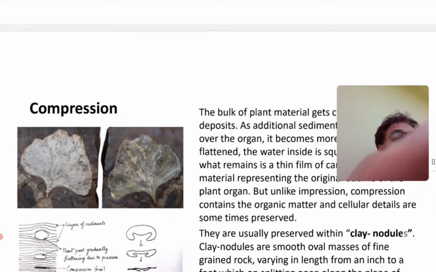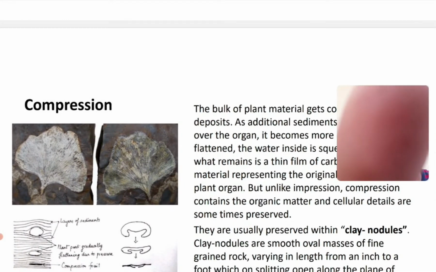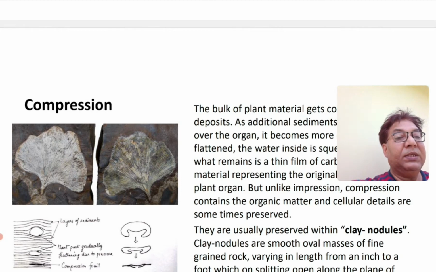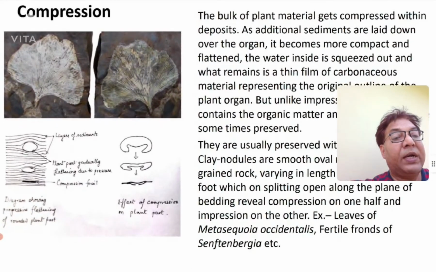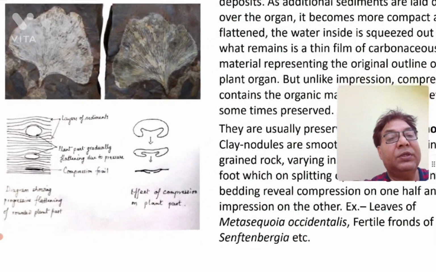The only difference is this: the compression has the carbonaceous film left. Impression does not have anything. It is basically cementation. Examples of some impressions are this one, the Ginkgo that I showed the picture of, the Metasequoia occidentalis leaves, and fertile fronds of Sphenopteris. I am citing these examples so that you can write your answer whenever you are writing in your exam script.